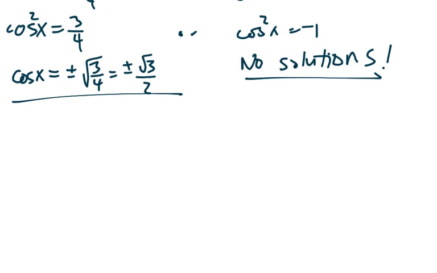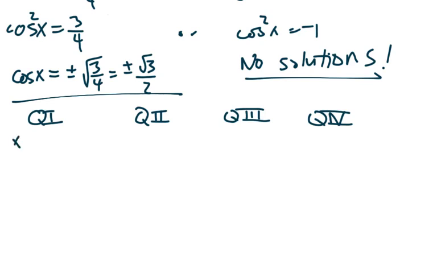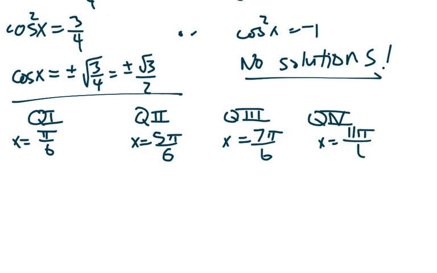As long as you figure out what the reference angle is, you've got 4 quadrants to work in. In the first quadrant, this is going to be pi/6. In the second quadrant, where you have a negative radical 3/2, this is going to be 5 pi/6. And back in the third quadrant, where you're once again negative, 7 pi/6. And in the fourth quadrant, you've got x equals 11 pi/6. There we go.